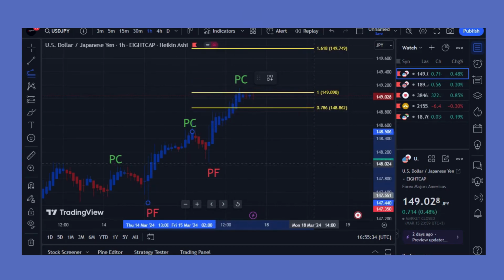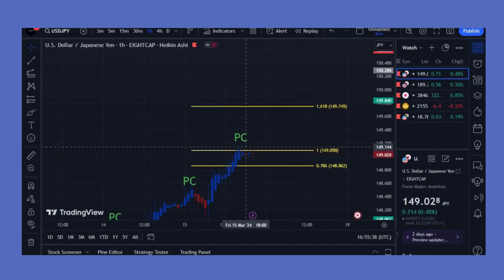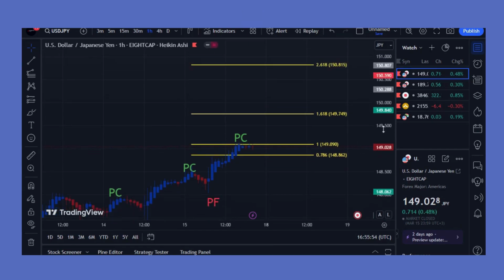So now we'll try to identify how far the price has expanded. As you can see, the price has not expanded further to our key level of 1.618. So there's a possibility that the price might break this level and go to the level of 1.618 or further to the price level of 2.618. All right.